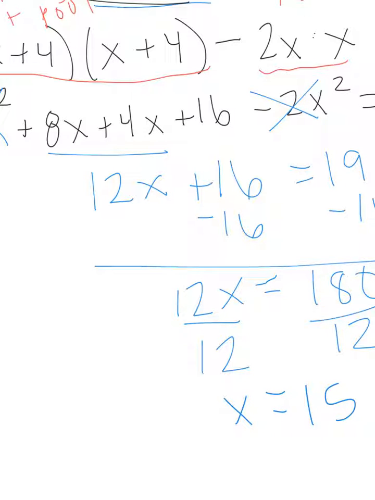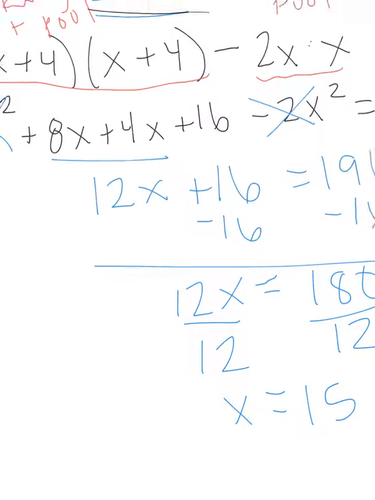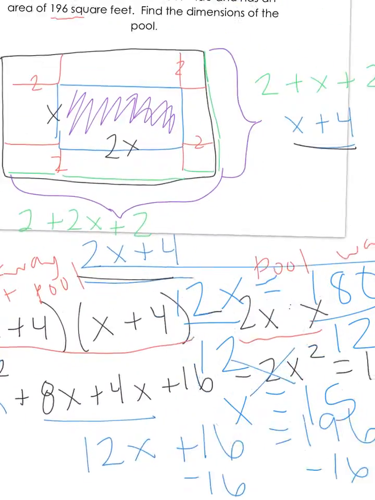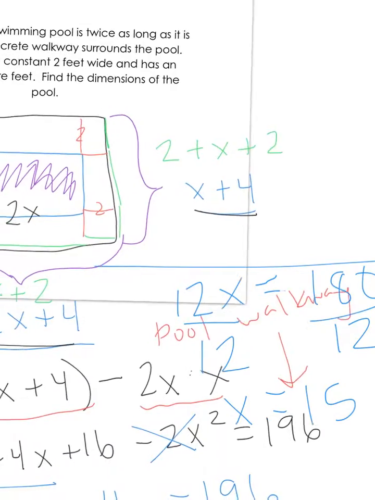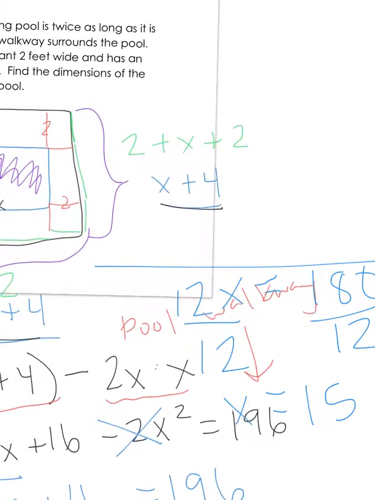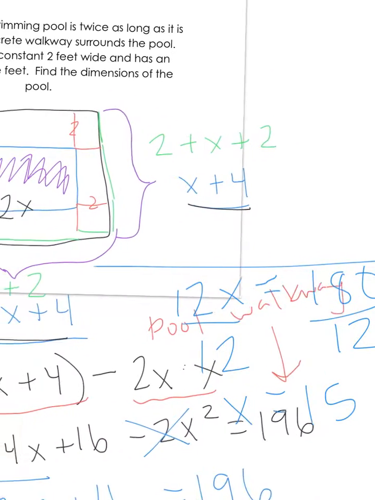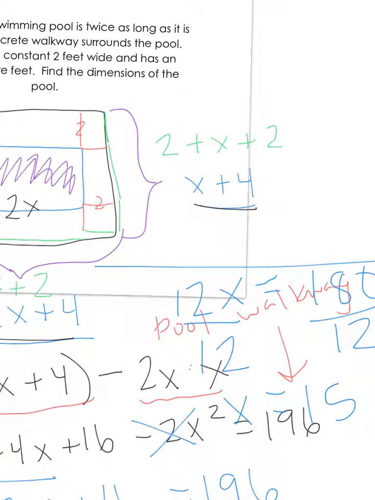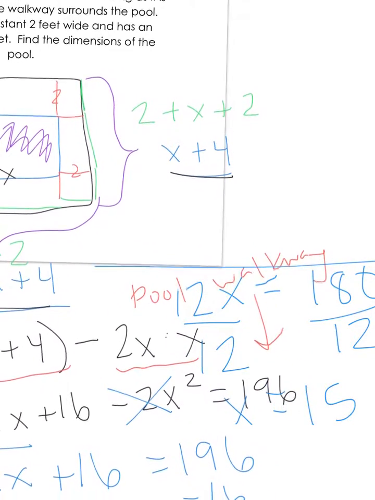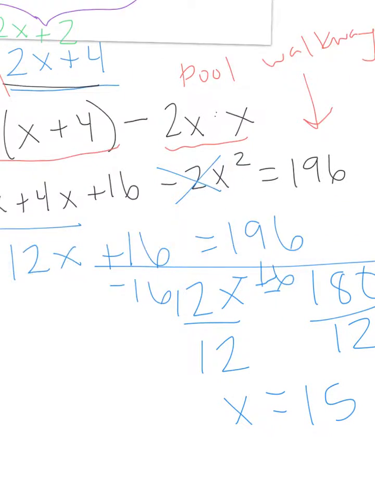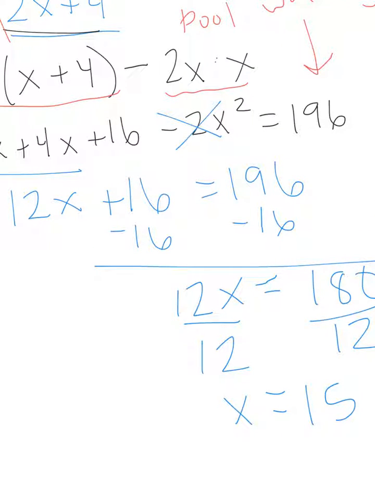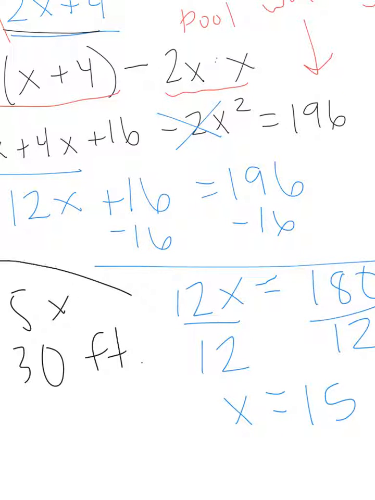So I know that x equals 15, so if I go back up to my drawing and the question, the question says, find the dimensions of the pool. So if we know one of the sides is x and the other is 2x, then the dimensions of my pool will be 15, and the other side, which was 2x, is 30. So this pool is 15 by 30 feet.